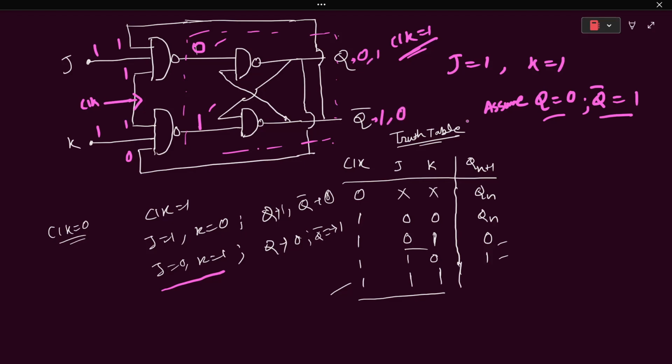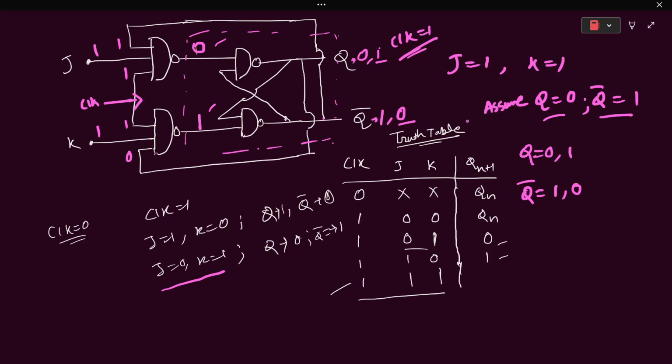First we assumed the value of Q equal to 0 and Q complement equal to 1, but we get the value of Q as 1 and Q complement as 0. So now Q and Q complement are inverted: 0 is changed to 1 and 1 is changed to 0. We use that 1 and that 0 for further operation or verification in identifying the output for this JK flip-flop.